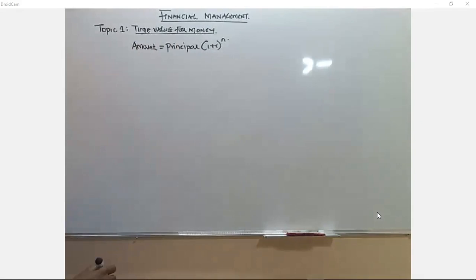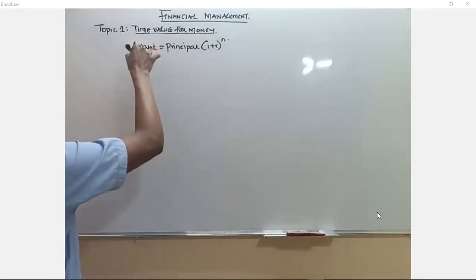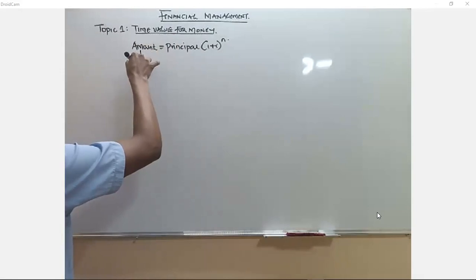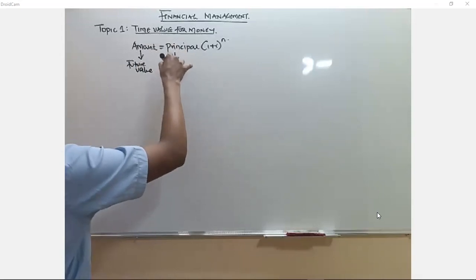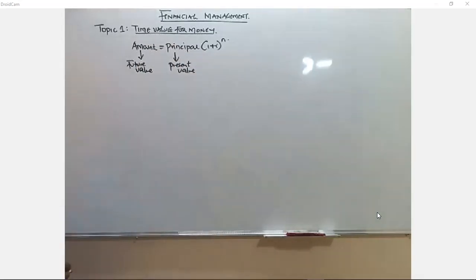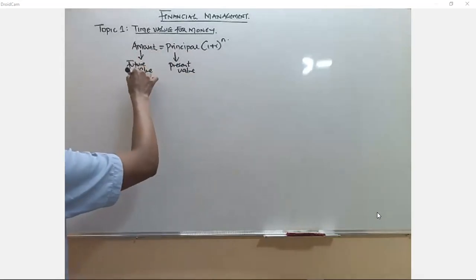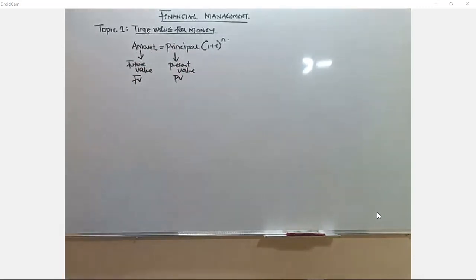When we come to financial management, when we talk about the amount, we normally talk about the future value. When we talk about the principal, we normally talk about the present value. So every time I'm going to be quoting the differences that exist here. This one is our future value, and this one is our present value.